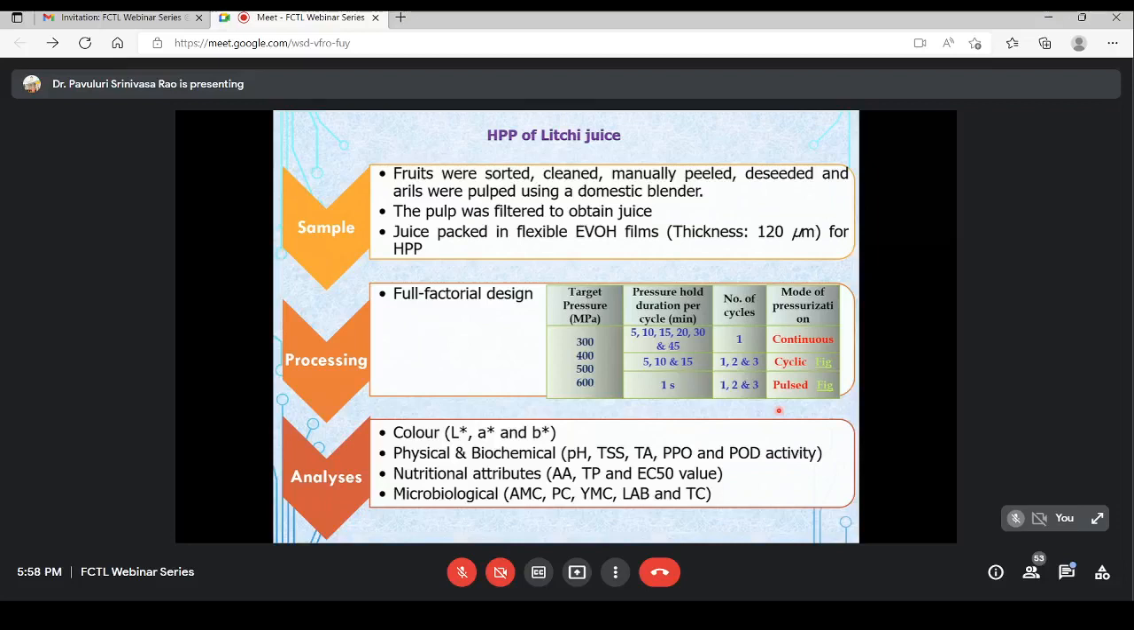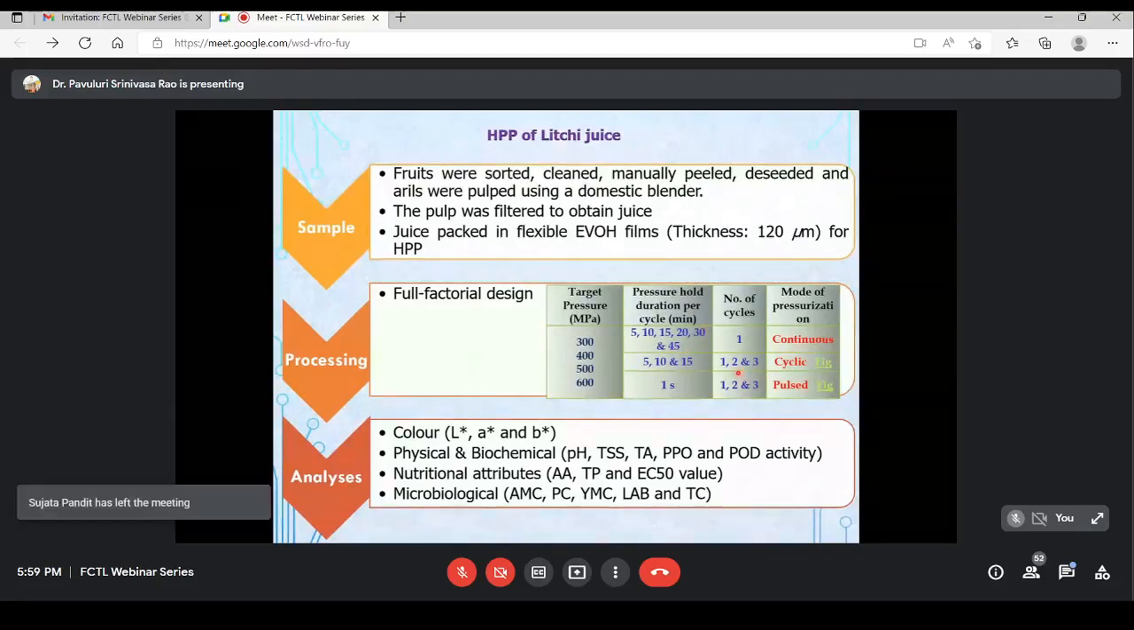But we could understand the cyclic or maybe pulsar pressure also having a lot of influence in terms of either reducing the energy or improving the process efficiency. So we could find, instead of going for a larger holding period like 45 minutes or 30 minutes, we can go for 1 or 2 cycles of short, like 10 minutes, so that overall processing time can be reduced, the energy requirement will be reduced, and of course the product quality will be much superior. So this is one of the specialties.